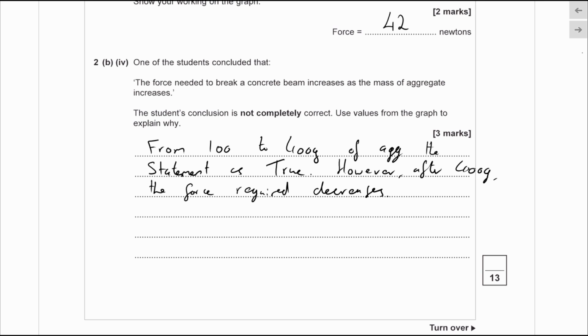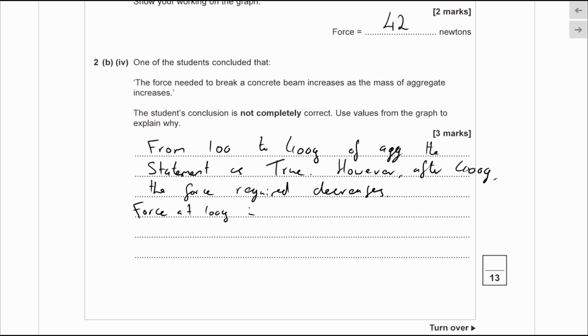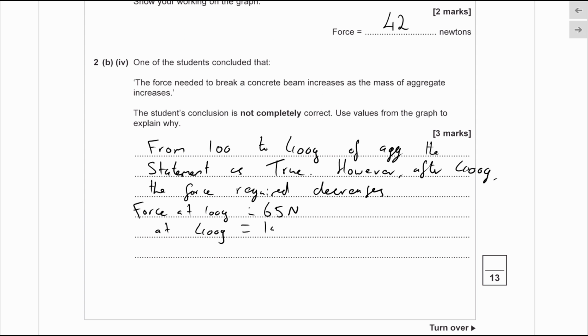Alright? And what I would also do is I would use figures. So I would say force at 100 grams is equal to, I'd have a look at the graph and say, well, the force at 100 grams is 60, 62, 64, about 65, right? 65 newtons equals 65 newtons. Okay? At 400 grams, so this is going to show it's increased, well, that force is equal to, here we go, 150 newtons, so it's clearly gone up.